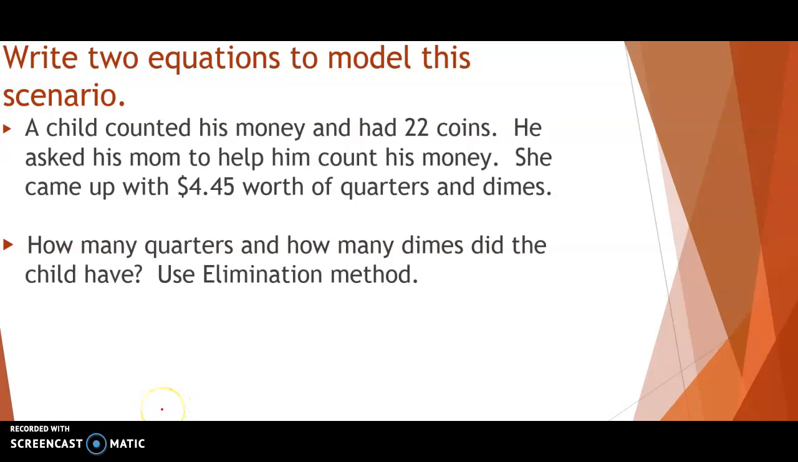For this problem, we are asked to write two equations to model the scenario. So in our scenario, a child counted his money and had 22 coins. He asked his mom to help him count his money. She came up with $4.45 worth of quarters and dimes.